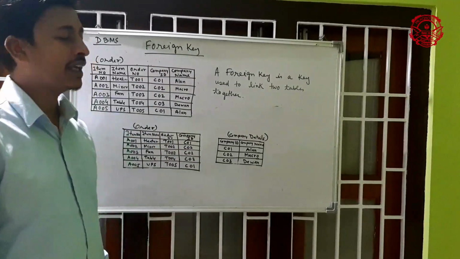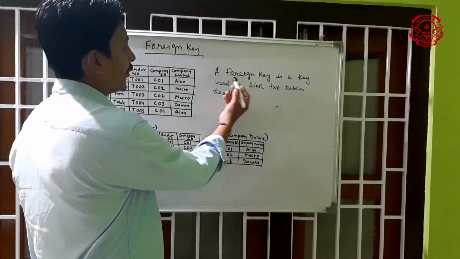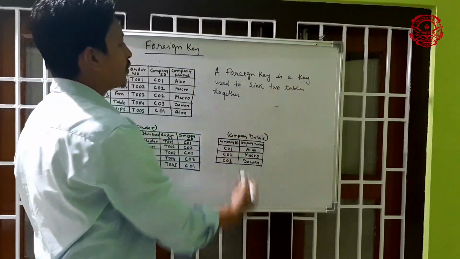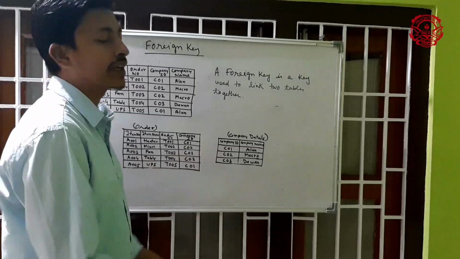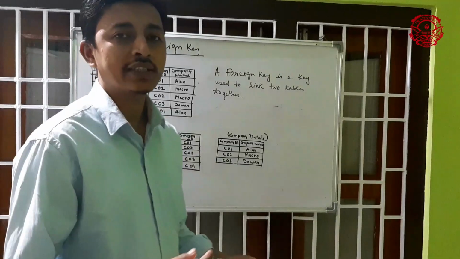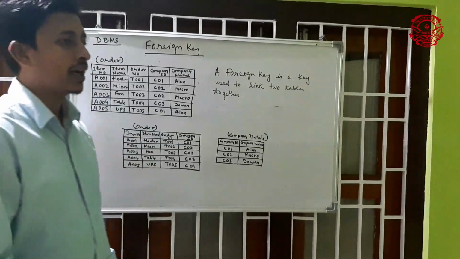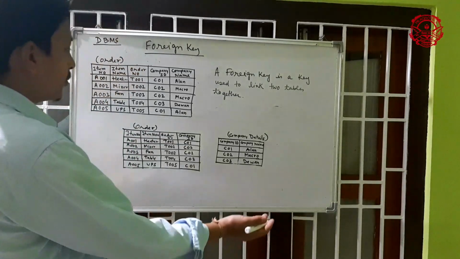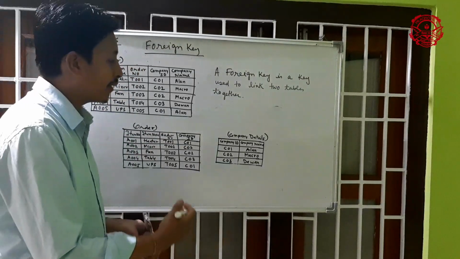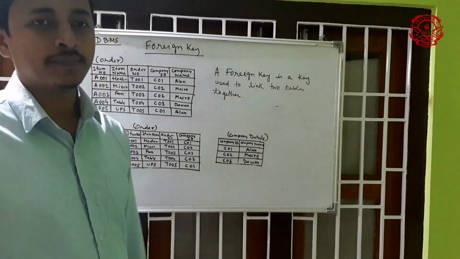So what is a foreign key? A foreign key is a key which is used to link two tables together. It can create a link between two tables. When I am using two tables and I want them to be linked to each other, then we have to use the foreign key.